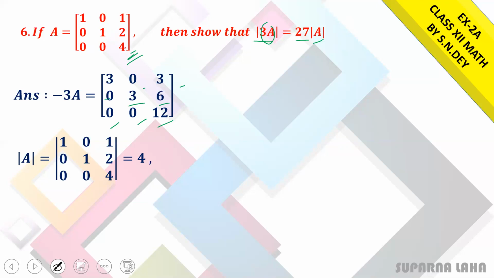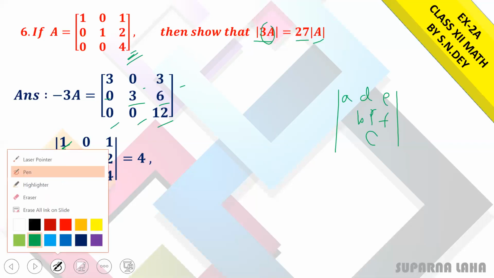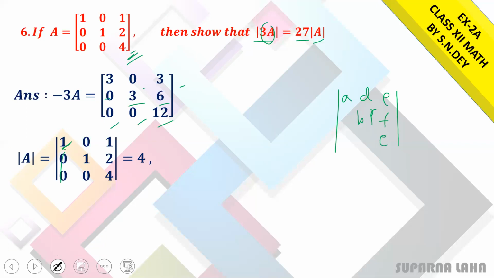So the determinant of A is given by, look at this first column. There is only one non-zero element, the others are 0. So just break this determinant with respect to the first column. You will find 1 into 4 only. Whenever you find this type of determinant, like A, B, C as the diagonal elements, then D, E and F, and except these elements, all the other elements are 0.